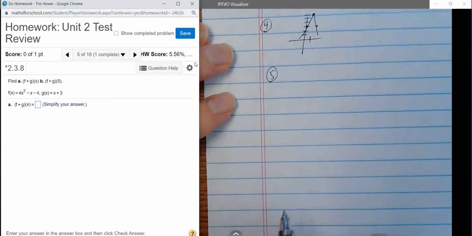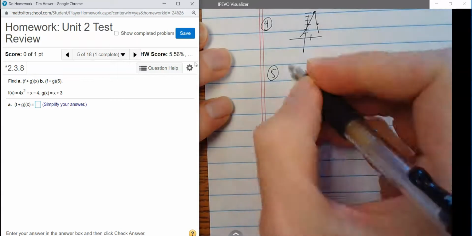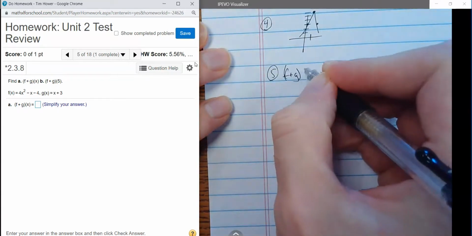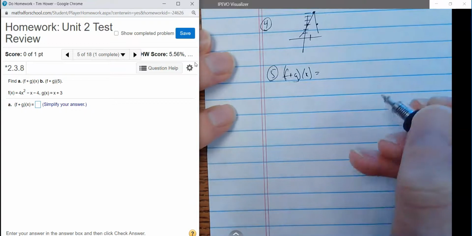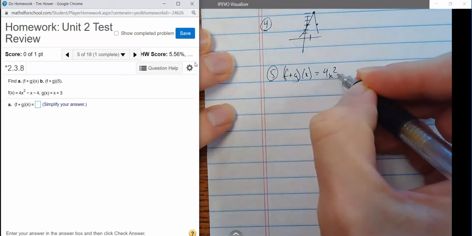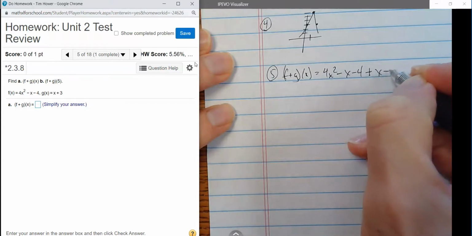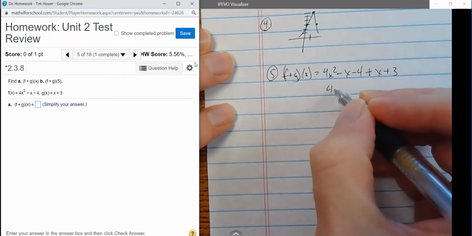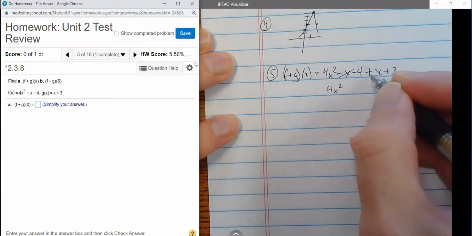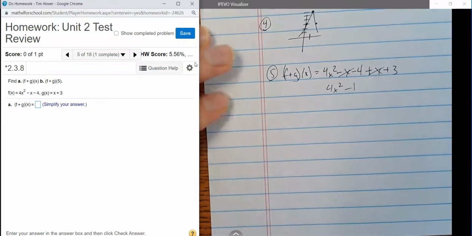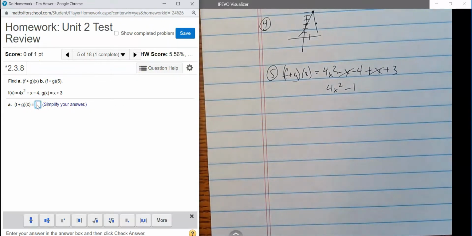We're doing some function addition. So the first step is f plus g of x. It means just add those two together. So 4x squared minus x minus 4 plus x plus 3. So add up like terms. The x's would cancel each other out. It'd be a -1. So I type this in here. 4x squared minus 1.